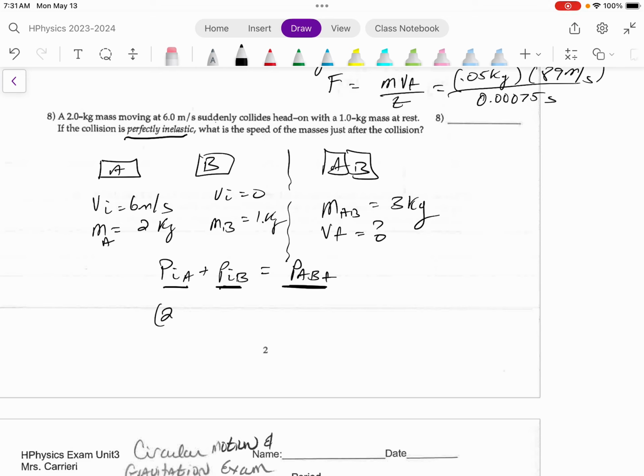So I have 2 times 6 meters per second plus 0 equals 3 kilograms, which is the total mass, times velocity final. Velocity final is 4 meters per second. And that is the answer.